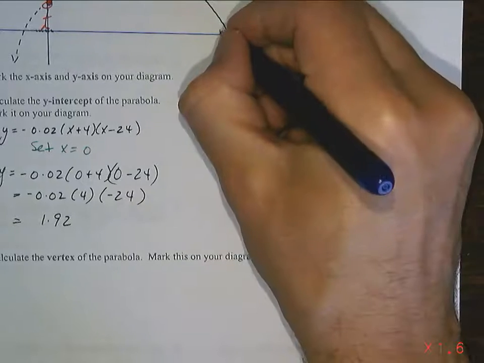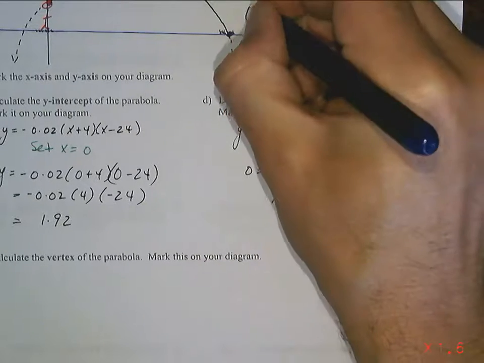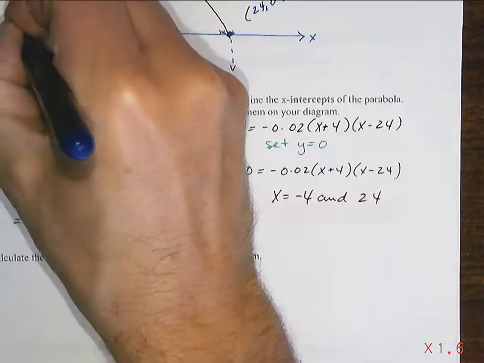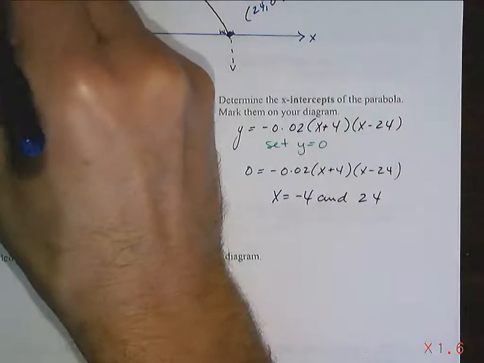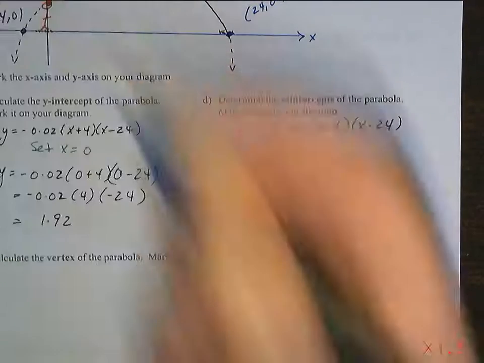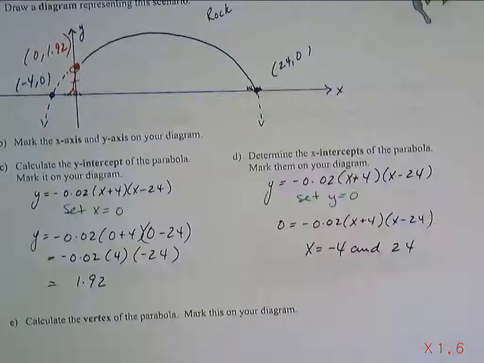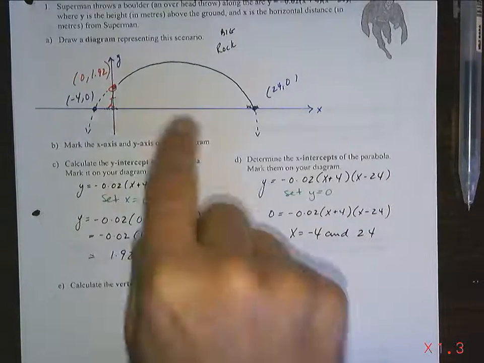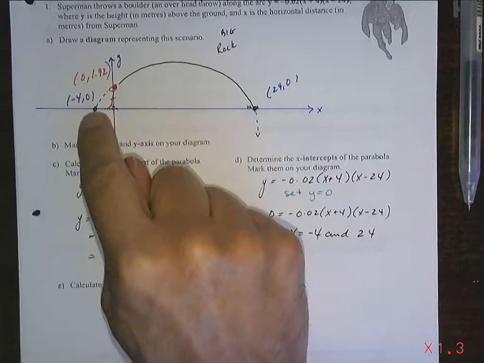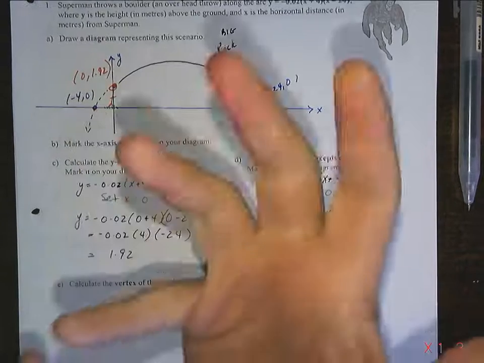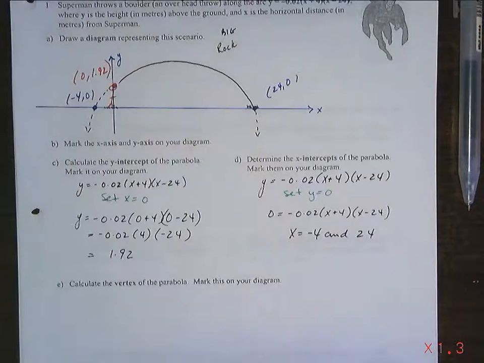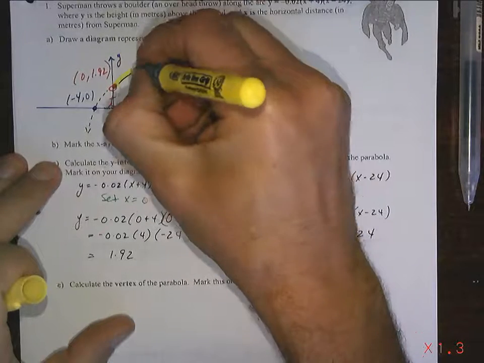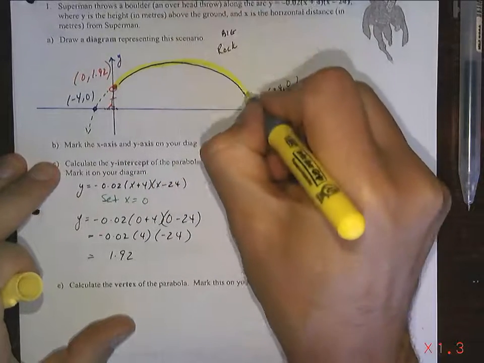So one of them is way over here. That's the (24, 0). And the other one is behind Superman, (-4, 0). And again, that's where it is. That's the mathematics of the situation. But certainly the rock was never there. That's just the parabola finishing off where it would be on the graph. The part that is real as Superman is, that's the part that's real.